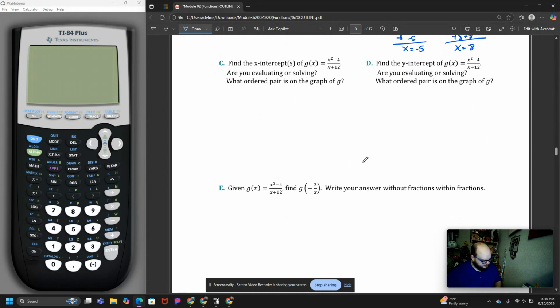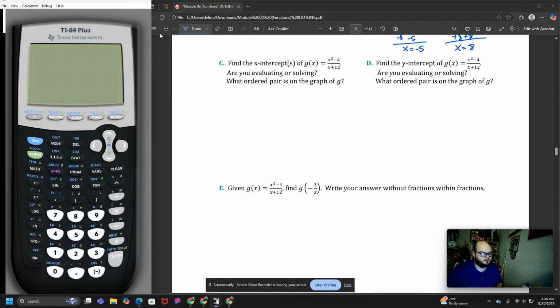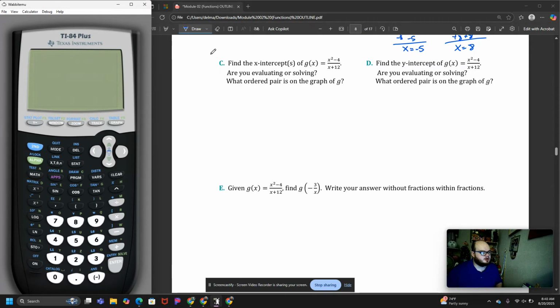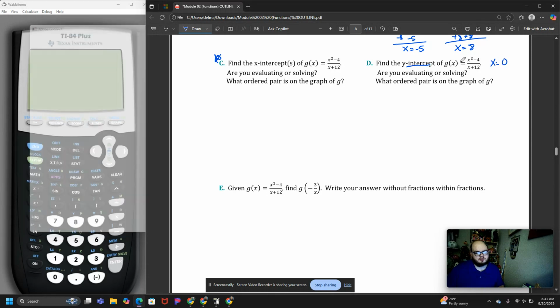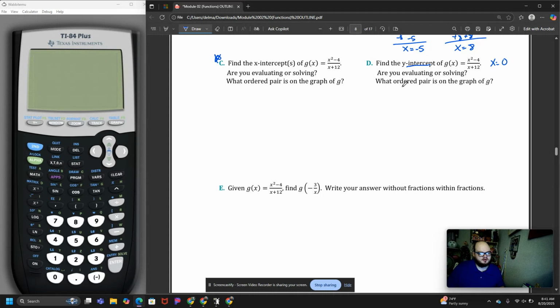So we already practiced finding the x-intercept right up there in letter B. This one I'm going to leave for independent practice. Find the y-intercept of g of x. Are you evaluating or solving? Well, we know that the x is what on a y-intercept? The x is 0. So we're just going to replace that.